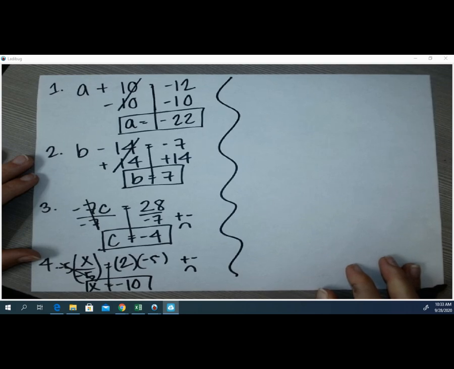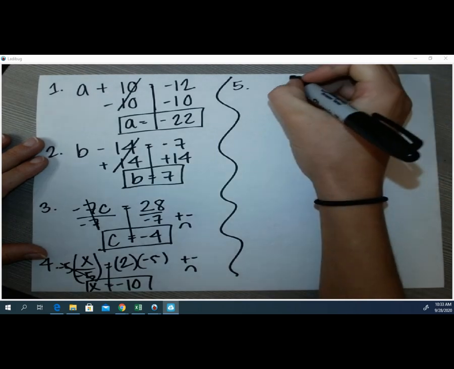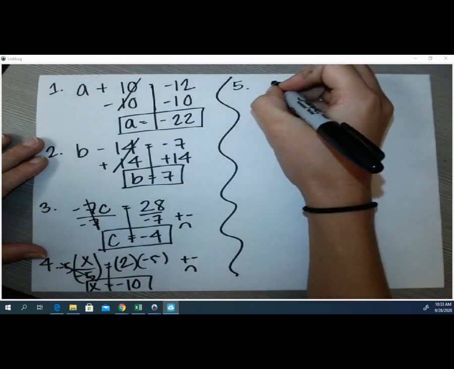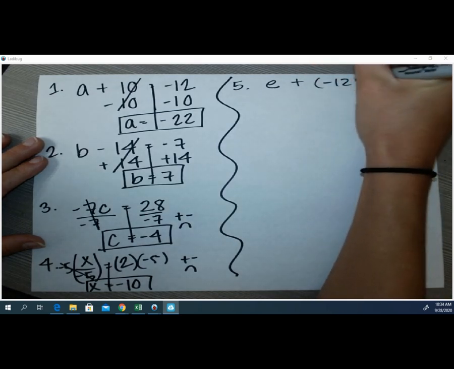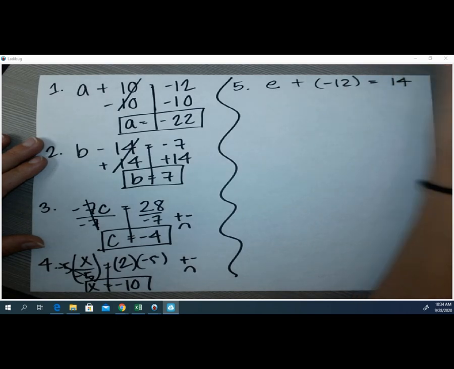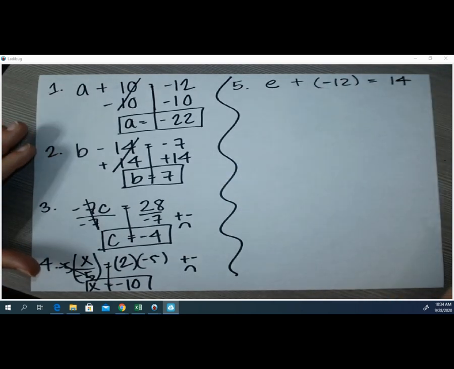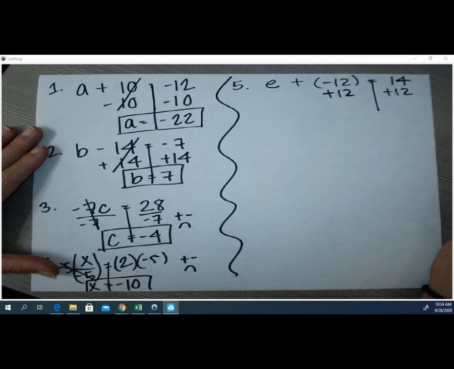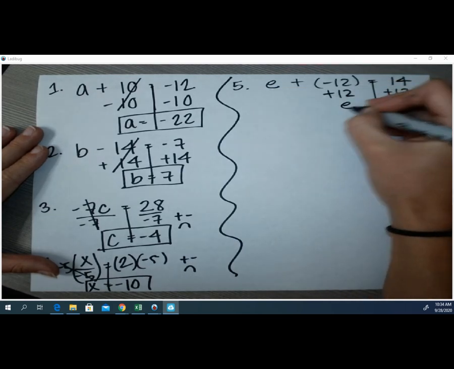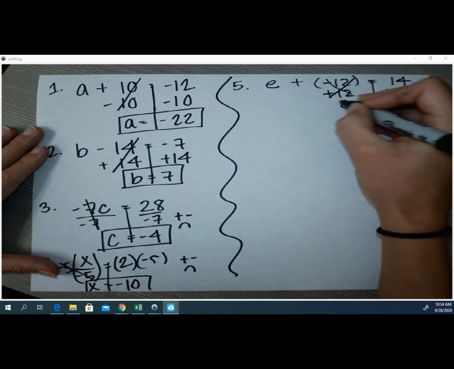Let's do one more set. Number 5, E plus a negative 12 is equal to 14. Okay, if I'm adding a negative, I'm adding a negative. So what is the opposite of that? Well, it's a negative number. I need to get rid of it. So I'm going to add it to both sides. So I get E is equal to 14 plus 12 is 26.